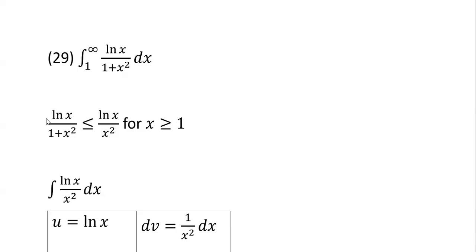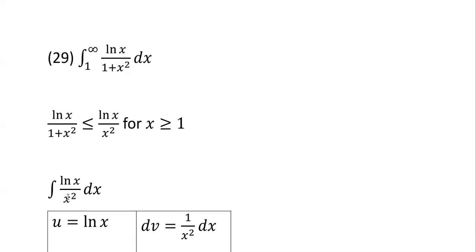As a studying technique. So this function, ln x over 1 plus x squared, I know that it's less than or equal to ln x over x squared for x greater than or equal to 1, okay? How do I know that, by the way? Well, the denominator is bigger here by adding an additional 1. So that means we're dividing by more, which means the final value is smaller. Okay? This integral over here, I can evaluate by integration by parts.